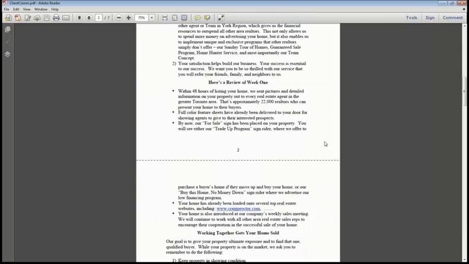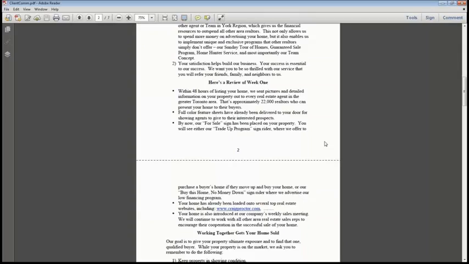Next point, full color feature sheets have already been delivered to your door for showing agents to give to their interested prospects. Next point, by now the for sale sign has been placed on your property. You will either see our trade up program sign where we offer to purchase the buyer's home if they move up and buy your home, or buy this home for no money down sign where we advertise our low financing program. Your home has already been loaded onto several top real estate websites, including CraigProctor.com.